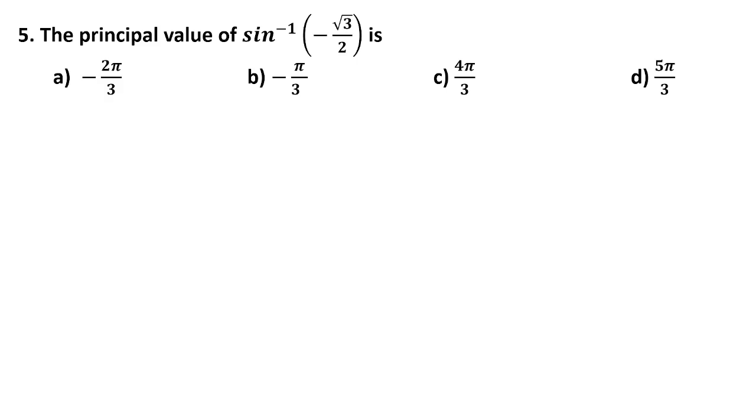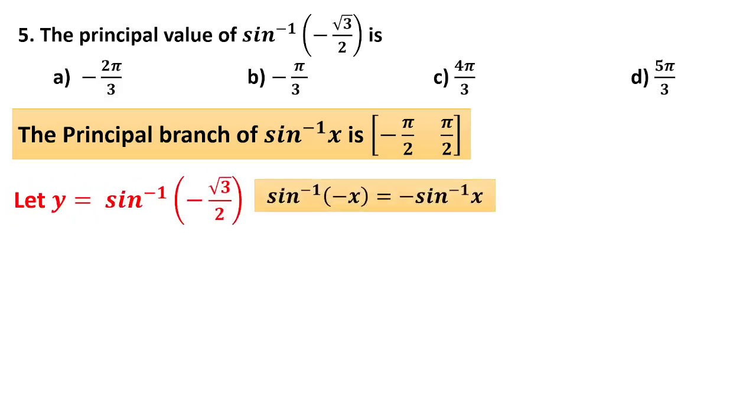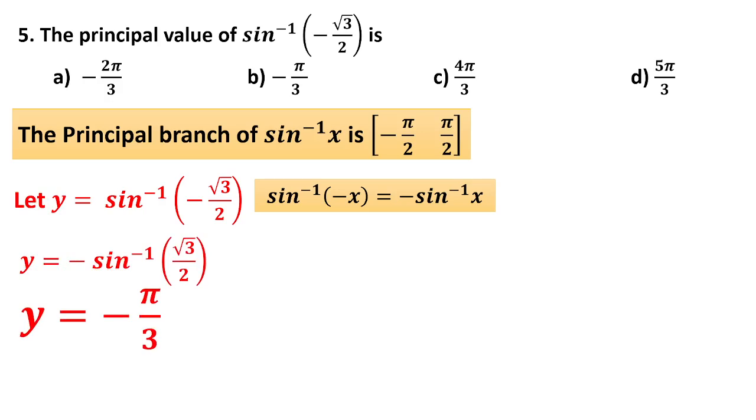Go to question number 5. We want the principal value of sine inverse of minus root 3 by 2. Now, this is the principal branch. It lies between minus pi by 2 and pi by 2. We take it as y. We have a property: sine inverse of minus x is minus sine inverse x. Therefore, this is minus sine inverse root 3 by 2. What is sine inverse root 3 by 2? It is pi by 3. Therefore, the answer is minus pi by 3. We can use the property of inverse trigonometric functions to do this problem.